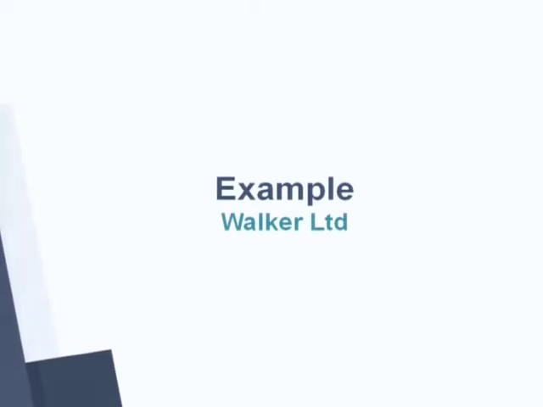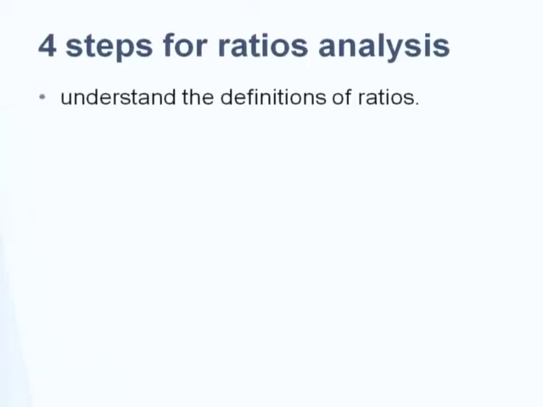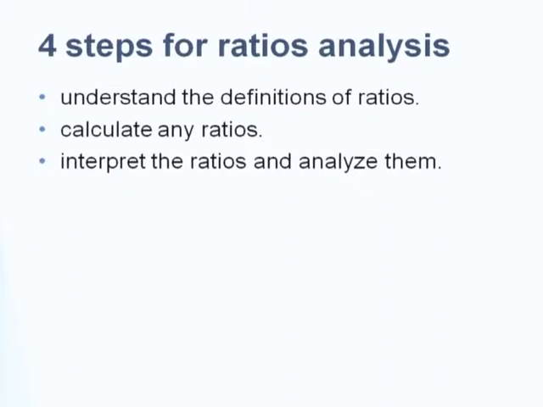Let's put everything together into a last final example. We use Walker company to analyze the ratios. Walker company produces plastic and sells around the world. When we deal with this problem, you need to do 4 steps. Number 1, understand the definition of each ratio. Number 2, know how to calculate them. Number 3, interpret the ratios and analyze them. And last one, solve the problem. If your ratio is worse than the industry average, or worse compared to yourself from the past, you need to fix or solve the problem.